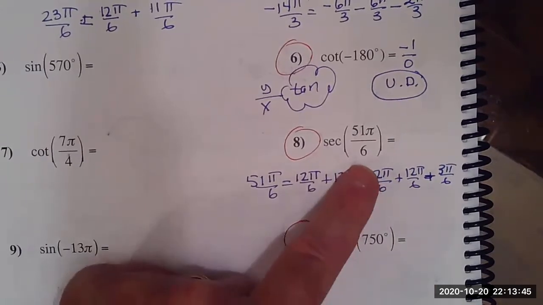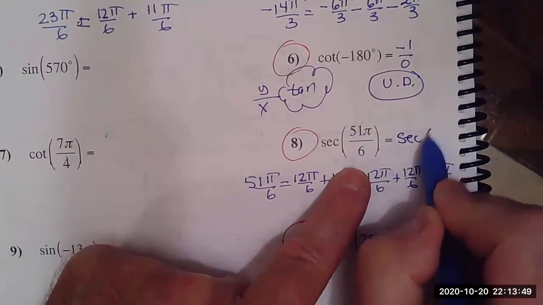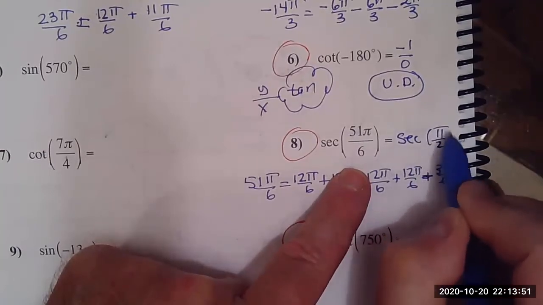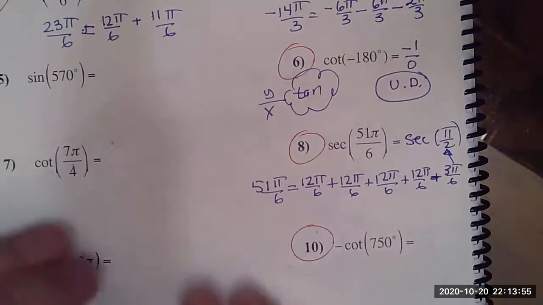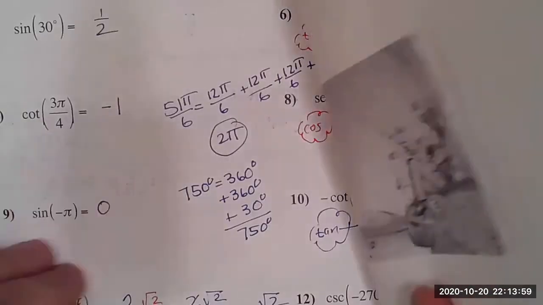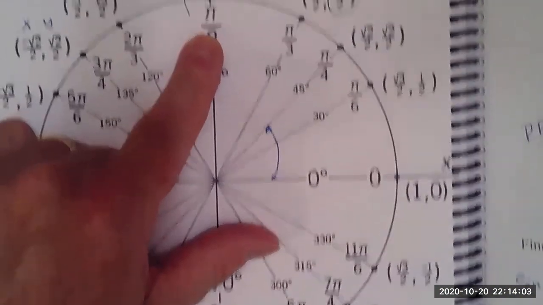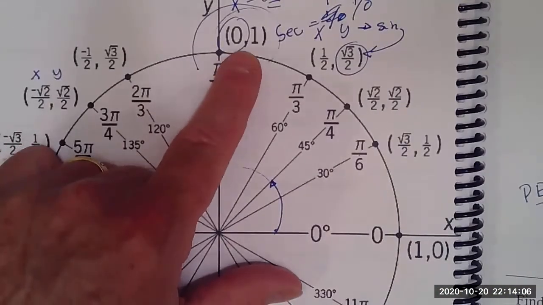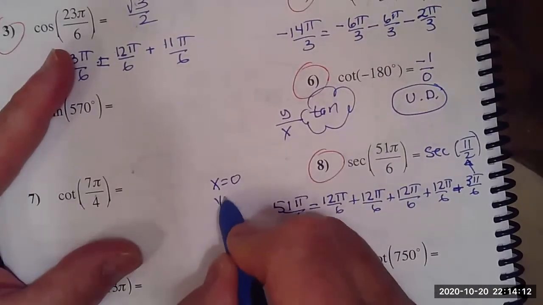Secant, this will be the same thing as the secant of pi over 2. So I've got to go back to pi over 2. What's the ordered pair there? Pi over 2, oh, right here. Okay, (0, 1). X is equal to 0, y is equal to 1.